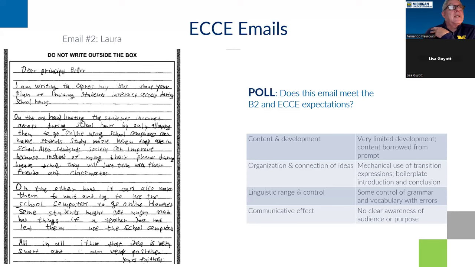On the one hand, limiting the students' internet access during school hours by only allowing them to go online using school computers. That beginning of the second paragraph is language taken directly from the prompt. There is very little development on her own and very little original content. It can also make them wait and beg to use the school computers to go online. However, some students might get angry and do bad things if a teacher does not let them use the school computer. So you see that there's some mechanical use of transitional expressions.